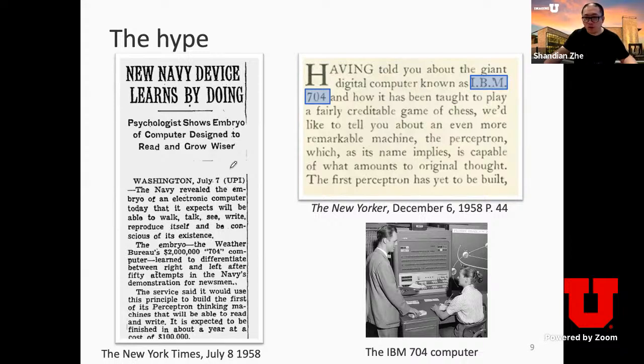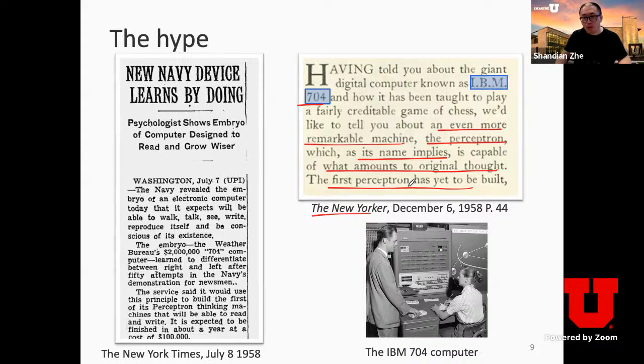So this kind of fear or forecast or claims were already showing up 60 years ago, right? Here I just want to share one paragraph published in the New Yorker on December 6th, 1958. I can just briefly read through this. Having told you about the giant digital computer known as IBM 704, which if you've taken a computer architecture course you will know is a classical computer architecture design, and how it has been taught to play a fairly credible game of chess, we'd like to tell you about an even more remarkable machine, the perceptron, which we're going to discuss today, which, as its name implies, is capable of what amounts to original thought. The first perceptron has yet to be built, blah, blah, blah.